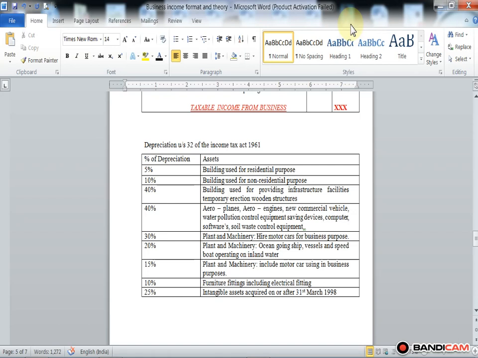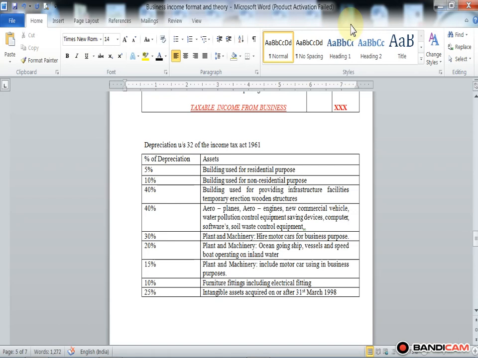So here are the depreciation percentages for assets. 5% depreciation is allowed for a building used for residential purpose under section 32 of the Income Tax Act 1961. 10% depreciation is allowed if the building is used for non-residential purpose. 40% depreciation is allowed if the building is used for providing infrastructure facilities.